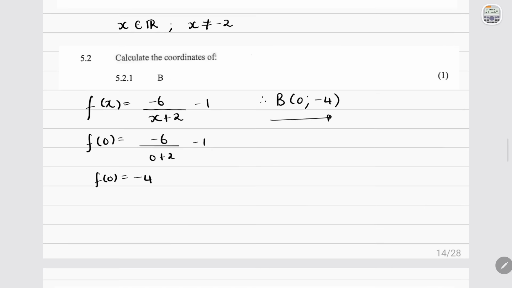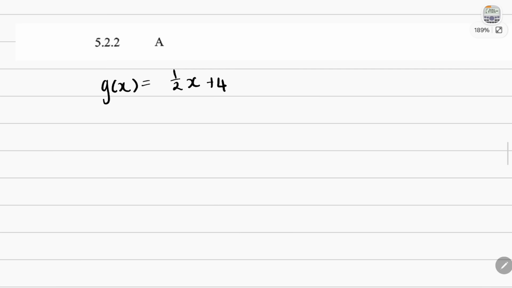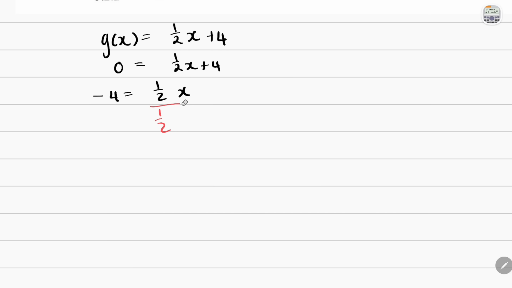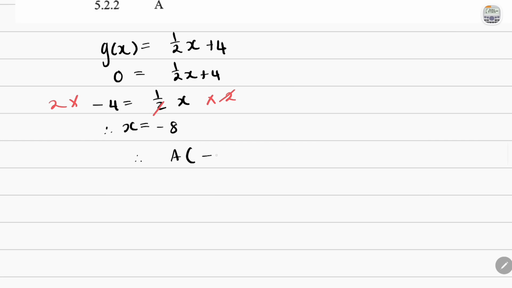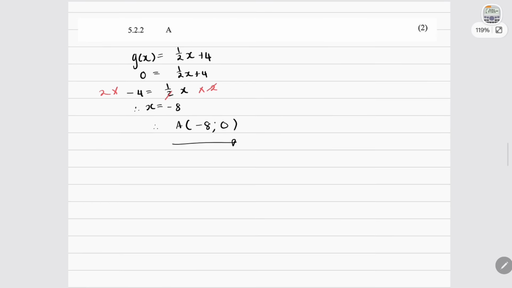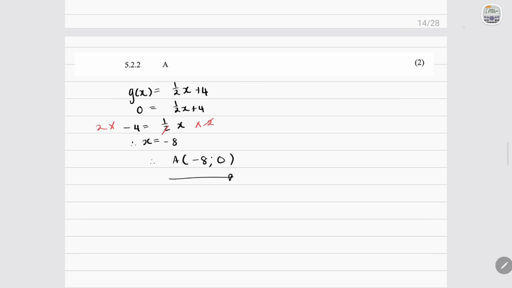So let's take the graph of g, and we're looking for an x-intercept, so you need to make y equal to 0. So g of x, we make that equal to 0: a half x plus 4. Then you take the 4 over, so we have negative 4 equals a half x. And how do you solve for x? You divide both sides by a half, or you can multiply by 2, because that's going to cancel the 2 in the denominator. So finally, x is simply equal to negative 8. As a coordinate, a is negative 8, and the y value, remember, we made that equal to 0. So negative 8 and 0, because this is an x-intercept. Moving on to the next question.